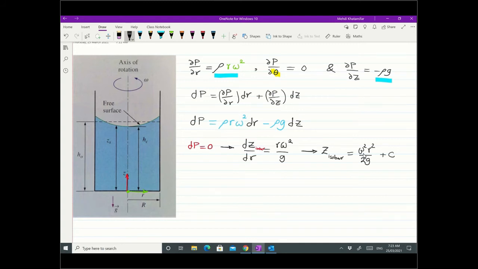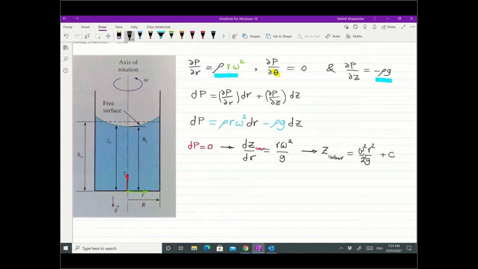And as you can see, this is going to be a formula for a parabola. It's second order with a constant c, and this c is going to show us the distance of the isobar from our origin z, which is at the base.